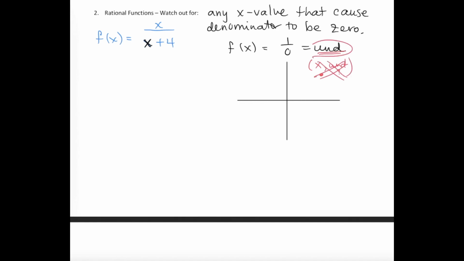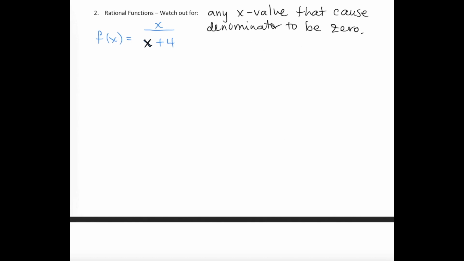So we can't have undefined as an output, and we would want to eliminate any x's that cause 0 in the denominator. And so that's what we want to watch out for and exclude. So we see here in this rational function that the x value -4 is the one that would cause the denominator to be 0. So that's the x value that we cannot have in the domain.